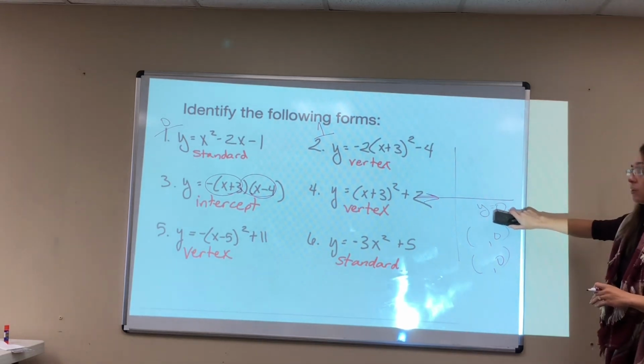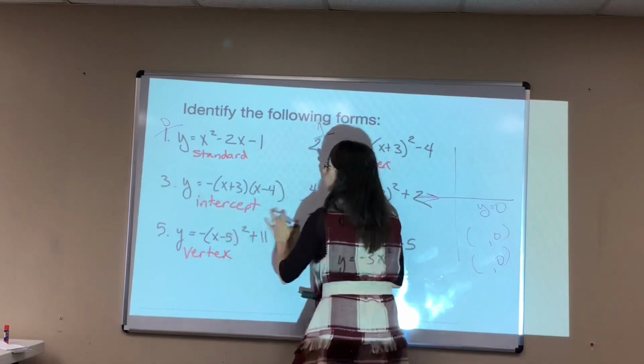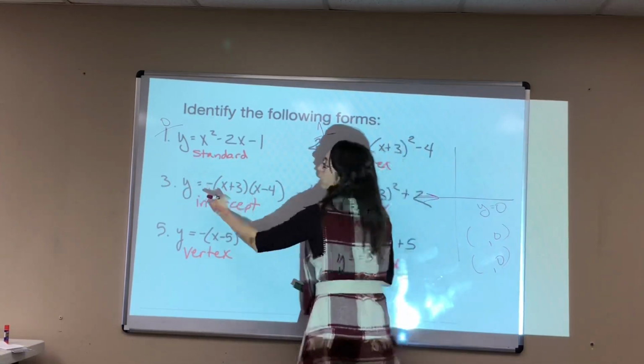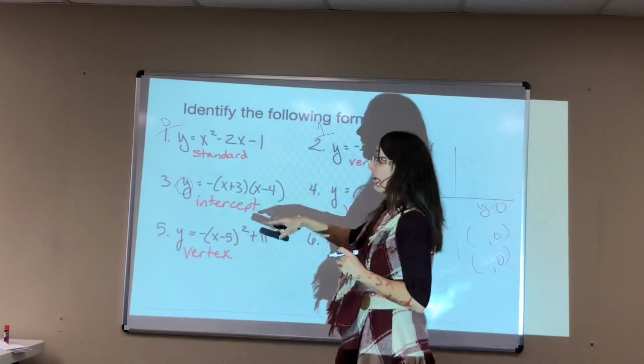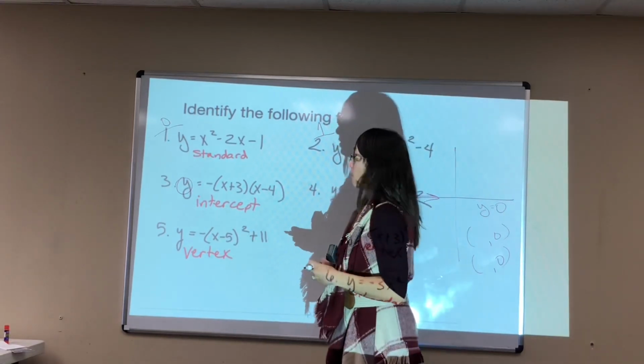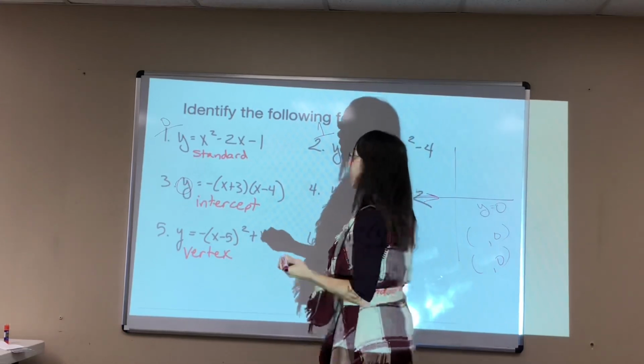Alright? Because we're setting equals 0. Now, when we have an equation in our intercept form, we're going to change y equal to 0 to find our x's. And then we're just going to solve for it. Well, how many ways can we find y equal to 0?